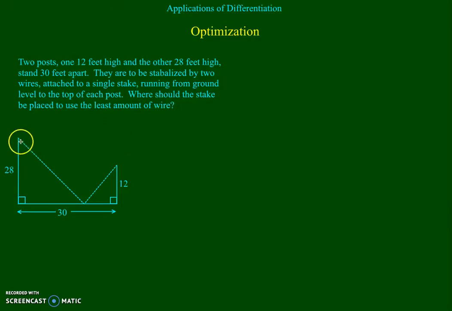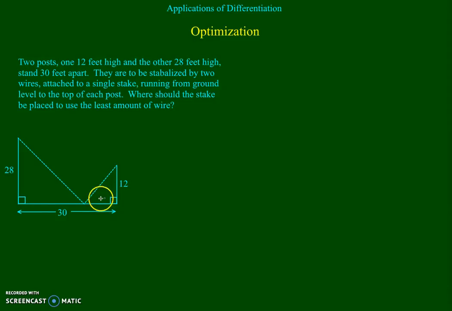So here's a visualization of the situation. The 28-foot post, the 12-foot post, they're 30 feet apart, and the stake is somewhere in between them. To find an expression for the total length of the wire, we are going to use the Pythagorean theorem, because we're going to have this length of wire, which is the hypotenuse of this big triangle, and this length of wire, which is the hypotenuse of the smaller triangle.